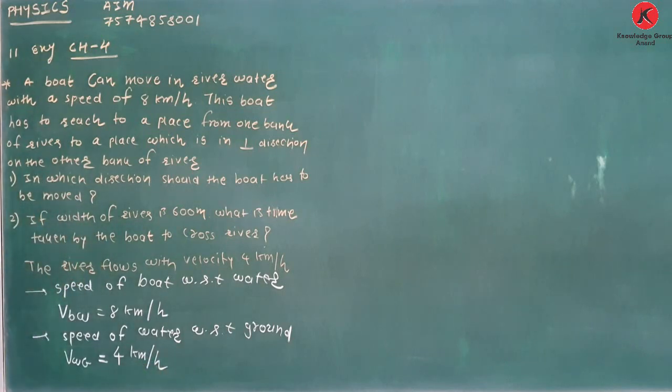So first of all, how to write data? Understand, okay? The river flows with velocity 4 km per hour. River means water is flowing in the river with respect to ground, because water is changing its position with respect to ground. So speed of water with respect to ground, VWG is equal to 4 km per hour. Okay, it is speed. That's why we have indicated only the magnitude. Now, what is your question?